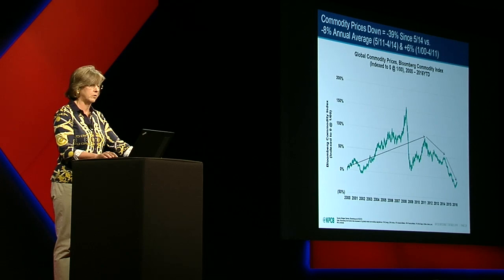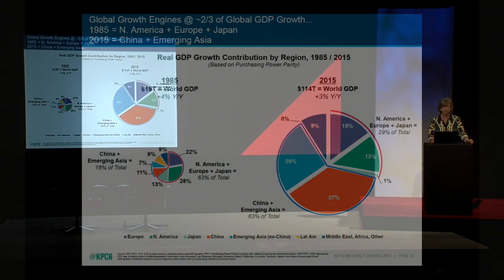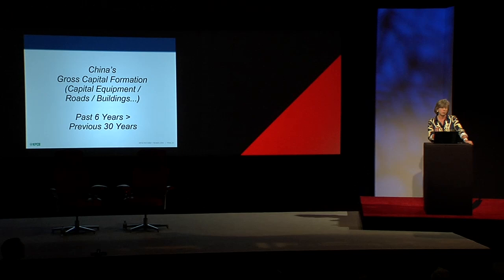Global growth engines over time evolve. In 1985, North America, Europe, and Japan accounted for two-thirds of global GDP growth. By 2015, China and emerging Asia accounted for two-thirds of global GDP growth. The reason I'm telling you that will be clear in a minute. China's gross capital formation, which is dollars spent on capital equipment, roads, and buildings in the last 6 years, was greater than the previous 30 years. That's what that looks like.